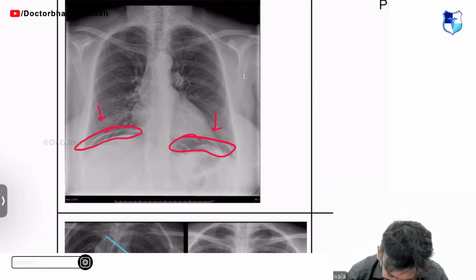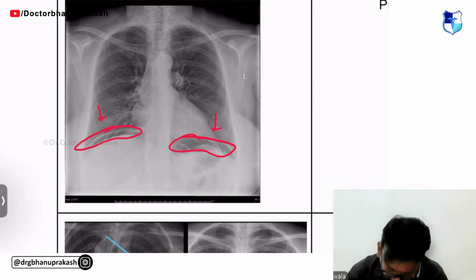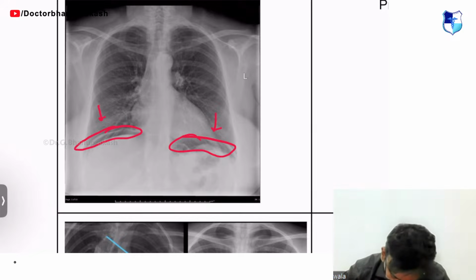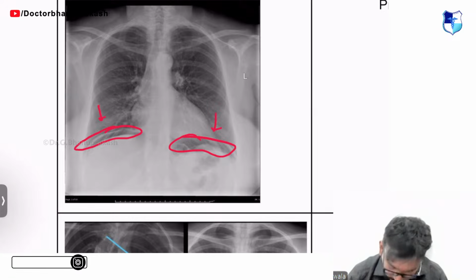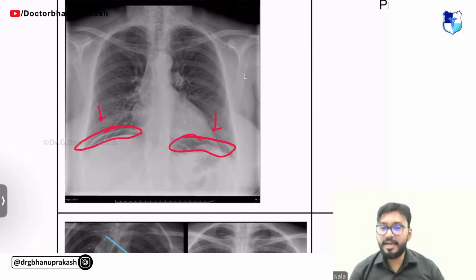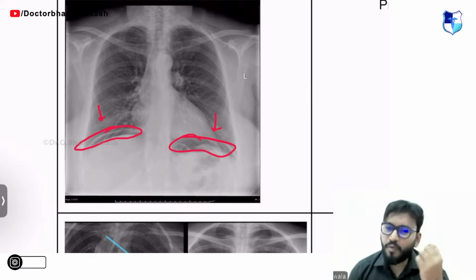Yes, pneumoperitoneum. Yes, perforation. Very good. Hollow viscus perforation is the perfect answer. Yes, you see it on the right side. Why not on the left side? Come on, simple, guys.